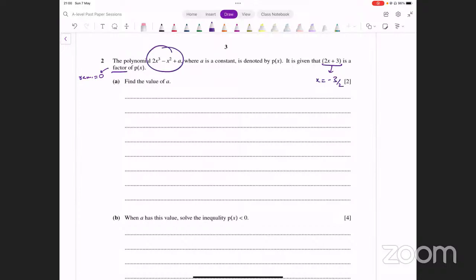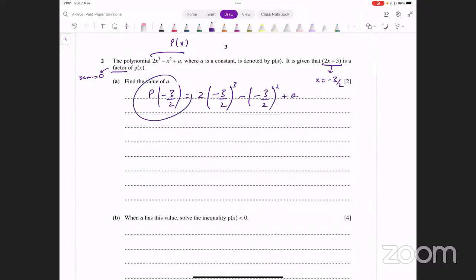So if this is the polynomial, let's call this p of x. हम क्या करेंगे? polynomial के अंदर इनपुट कर देंगे -3/2. Okay, let's see what we get from that. 2 into -3/2 whole cube minus -3/2 whole squared plus a. Now on the left side, we have p of -3/2. Remainder क्या है आपके पास? Remainder is supposed to be 0, right? तो आप इसको क्या करोगे? इसकी जगह पर 0 डाल दोगे. It says 0 equals this thing.